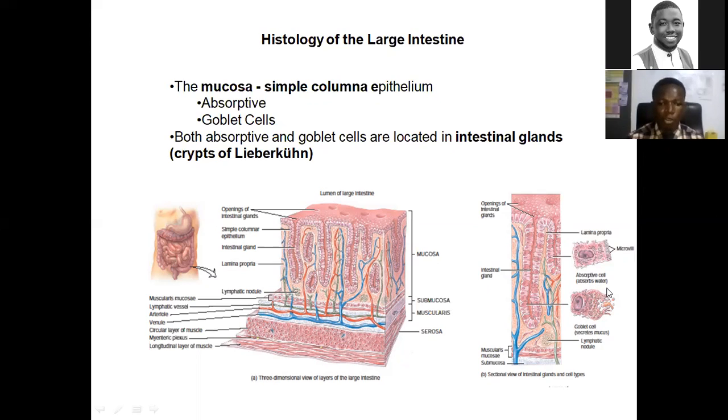And then we also have the goblet cells. This is a typical type of a goblet cell that has been magnified. Here they also secrete what we call mucus. So histologically, that is what the walls of the large intestines are made up of.